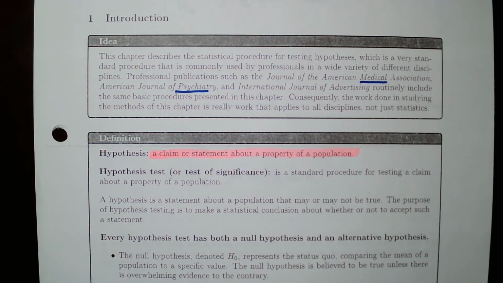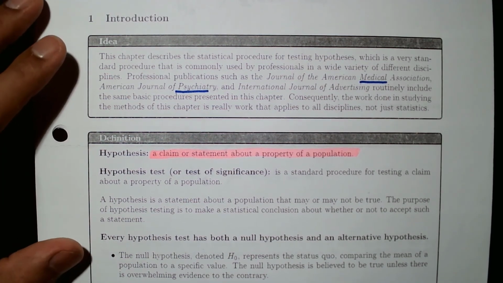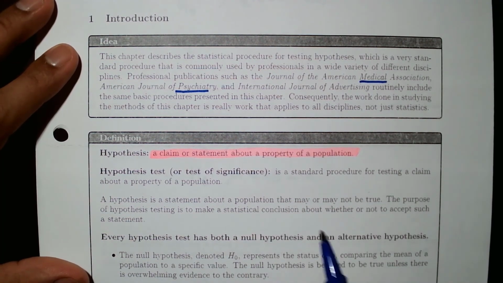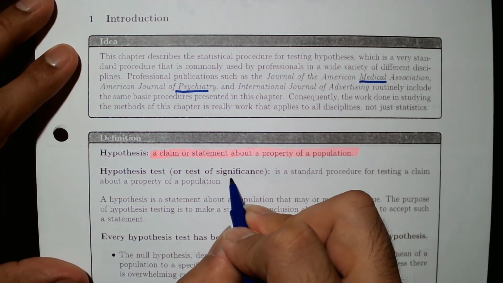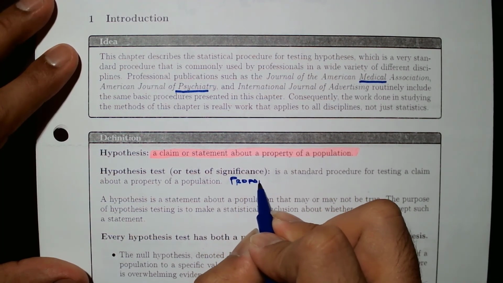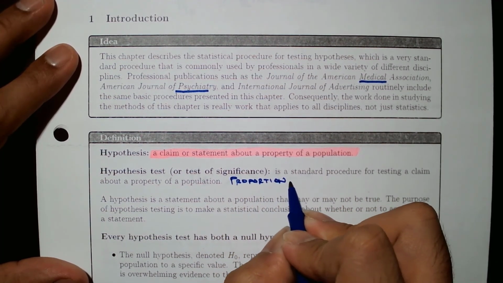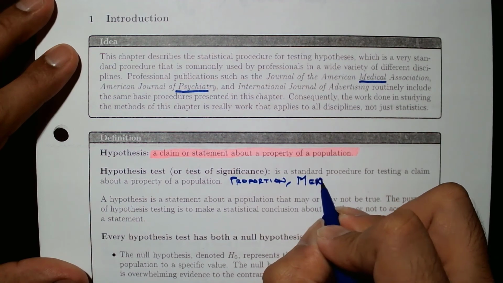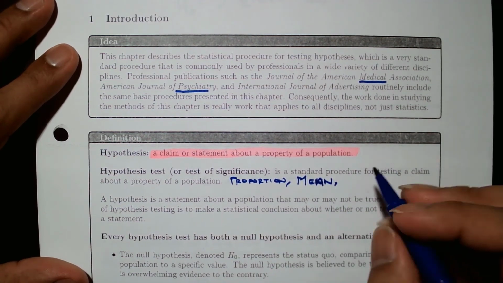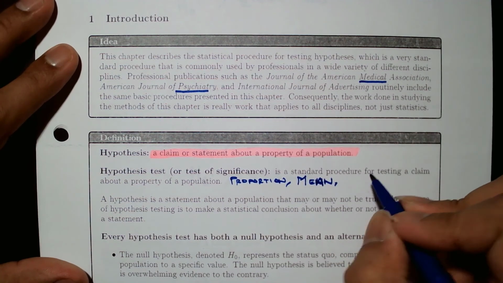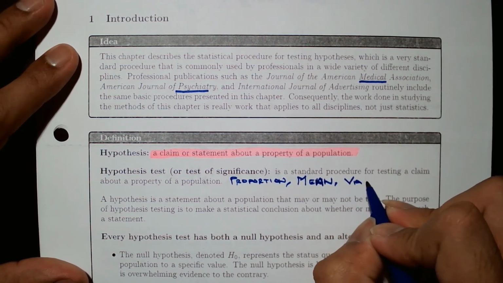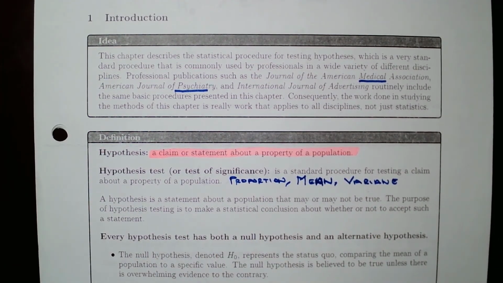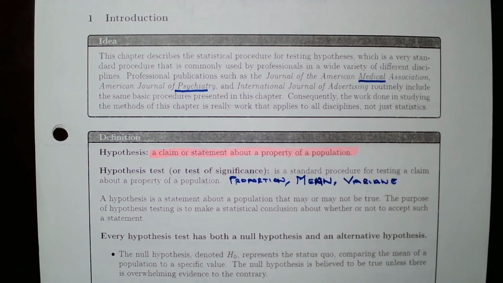And what can we cover as the property of a population? Well, we can test a claim about a proportion. We can test a claim about some kind of mean, or even what else? Standard deviation or variance. Okay, and this will rely on the different distributions that we have covered so far.